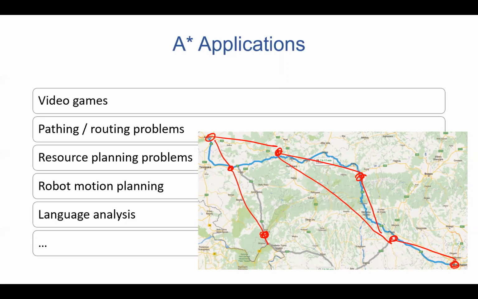A star actually has found use in several different fields: video games, pathing, routing problems, resource planning problems, robotic motion planning, language analysis. And we will actually see some of those examples in our coming weeks. We will see where A star has played a tremendous role, in which fields. Okay. So, I have another video.